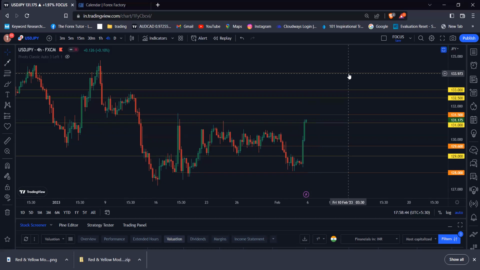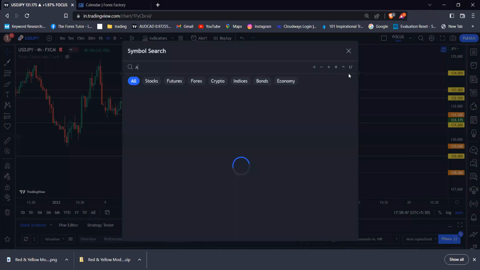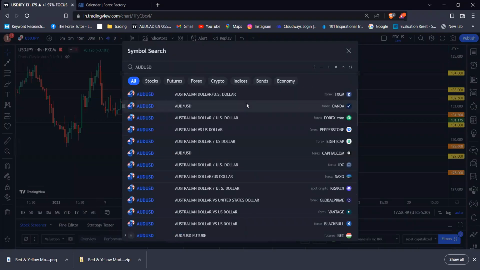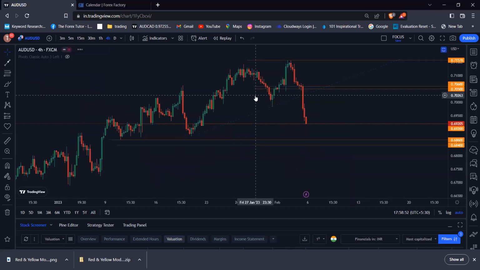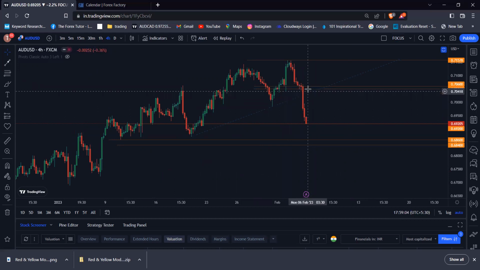So our last pair is Aussie USD. If you look at the Aussie USD right now, after the NFP data release, Aussie lost some momentum and the US dollar gained some momentum. That's why we see the big red candle right now, and it also broke all the psychological numbers like 0.700 and 0.69500.